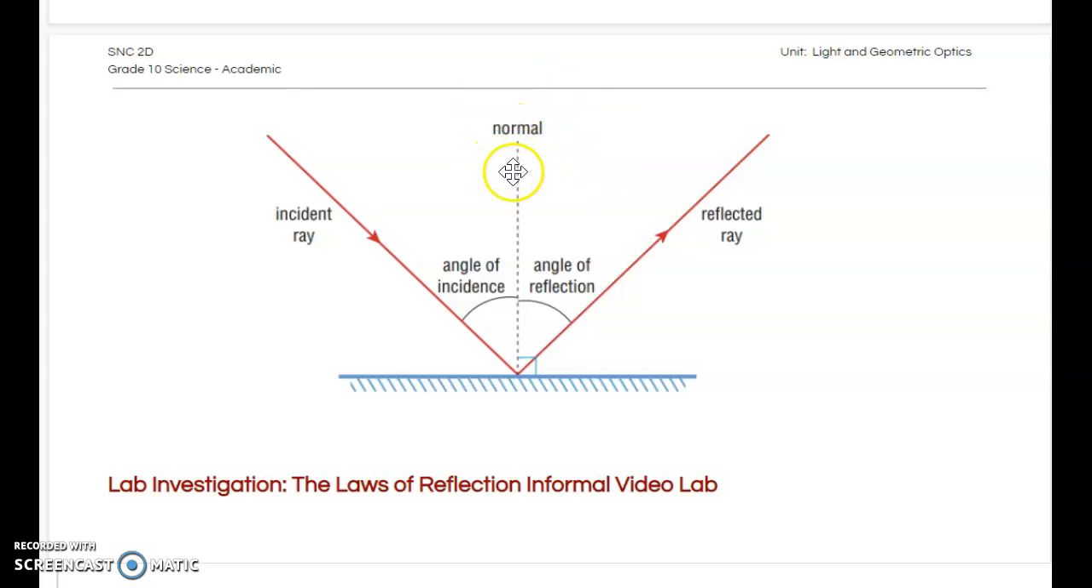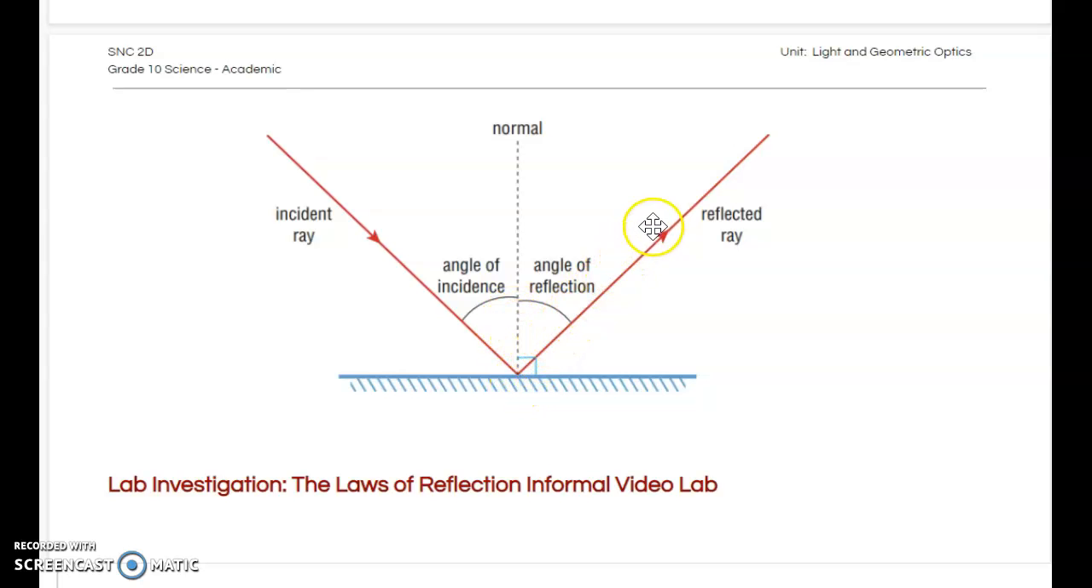You're also going to need to know this word right here, which is your normal. The normal is a perpendicular line drawn where the incident ray hits the mirror. The normal is a perpendicular line drawn at 90 degrees to the flat mirror. The incident ray meets the plane mirror right where the normal intersects the plane mirror. And the same thing goes for your reflected ray.